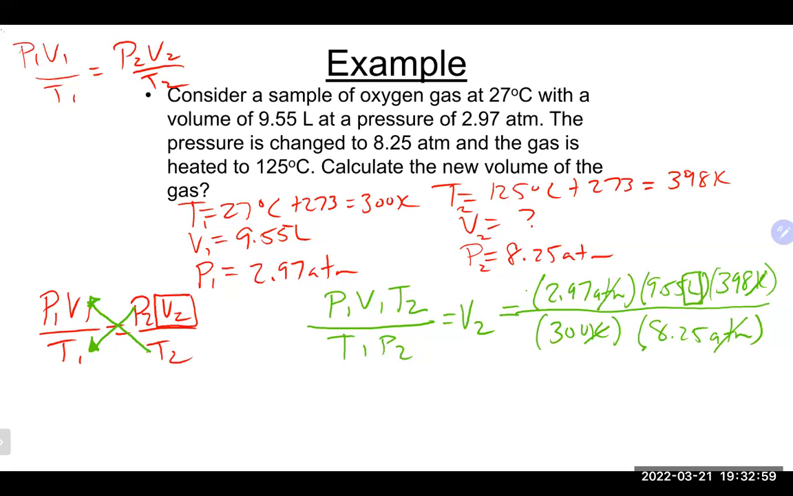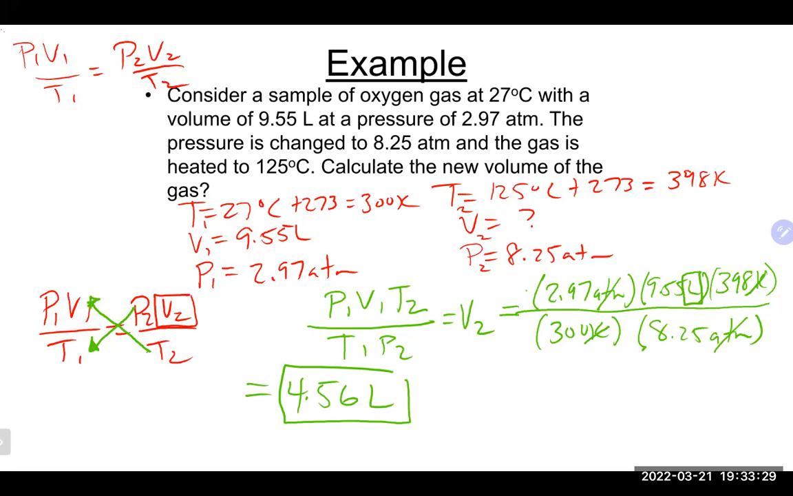That means we're going to take 2.97, we're going to times it by 9.55 and times it by 398, hit equals. We're going to divide it by 300, hit equals, divided by 8.25, hit equals. That is going to give us a volume of 4.56 liters in this particular case. Any questions on the rearranging or any of those things?